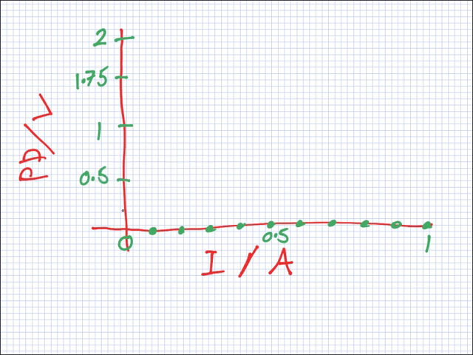Sorry, look, this is already off the charts. 1, 2, 3, 4, 5, 6, 7, 8, 9, 1. 1, 2, 3, 4, 5. Oh, sorry. That's 1.5, not 1.75. That's 1, that's 0.5, that's 2, 1, 2, 3, 4, 5. Okay, let's try that again.